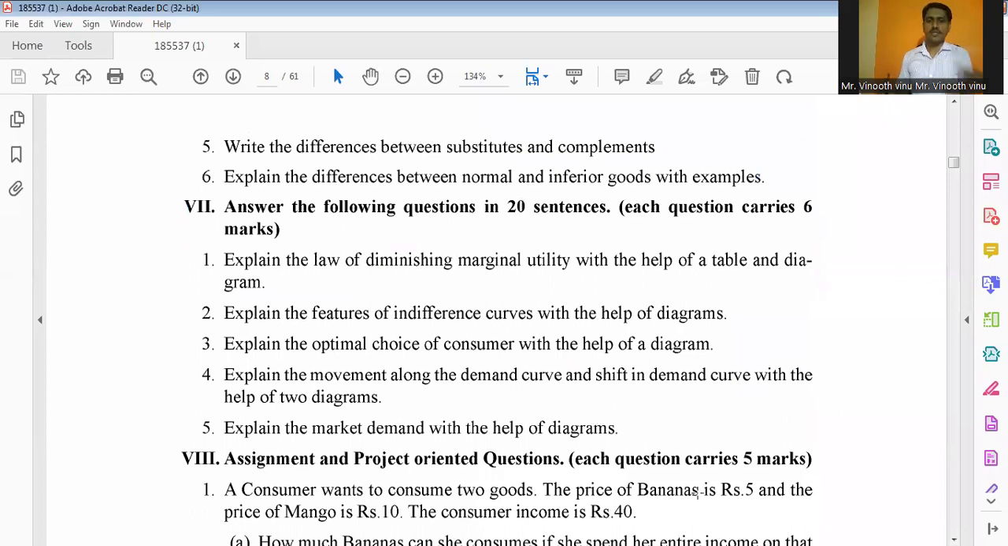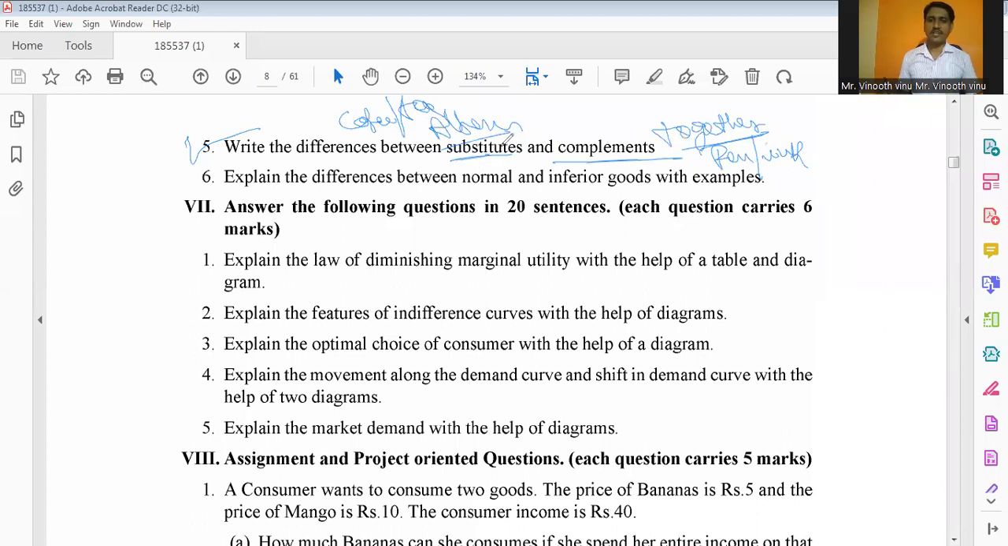What are the differences between substitutes and complements? Very, very important. Substitutes means the goods which are used alternatively. They are called substitute goods. Complementaries are the goods which are used together. Example, substitutes: coffee or tea. Used together: pen and ink, petrol and bike.